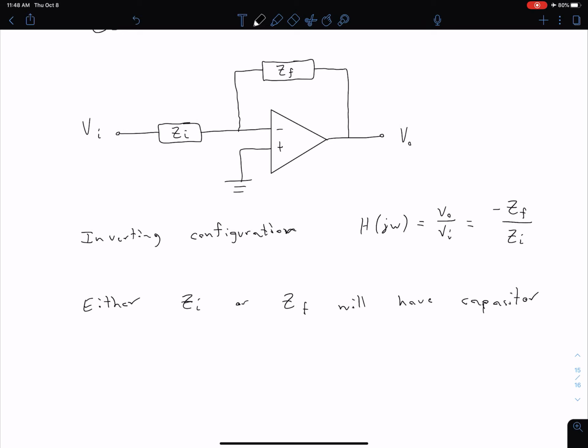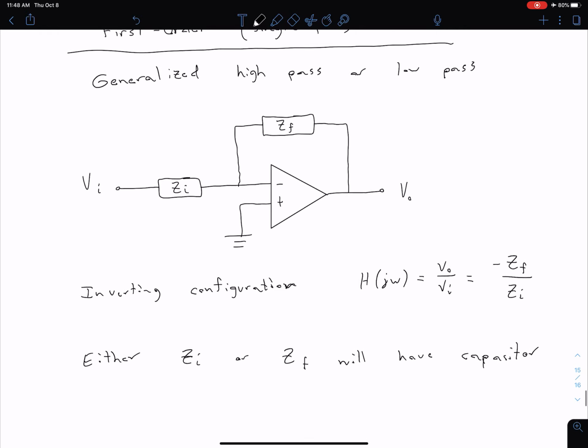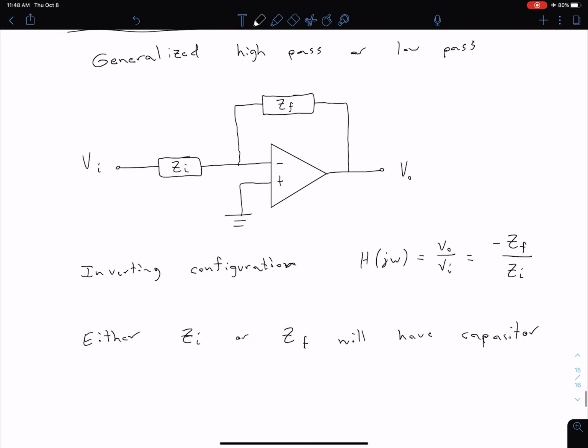And where we put that capacitor, we'll see in following videos, is going to determine whether we have a high pass or a low pass. So if we put it in the feedback network up here, we're going to get one type of response, and if we put it in the input network, we're going to have a different type of response.